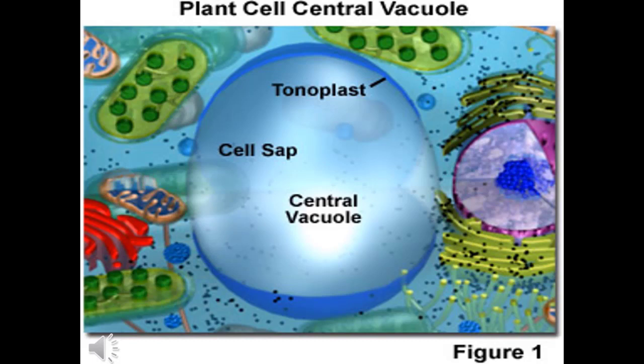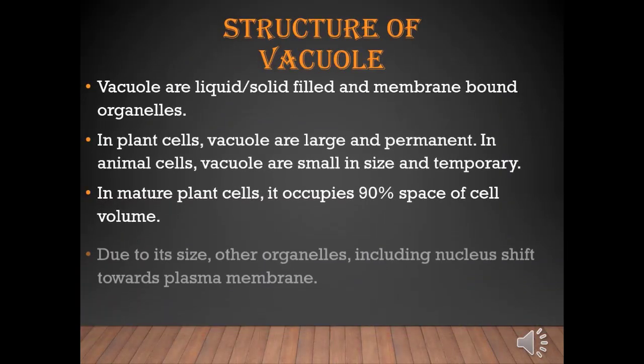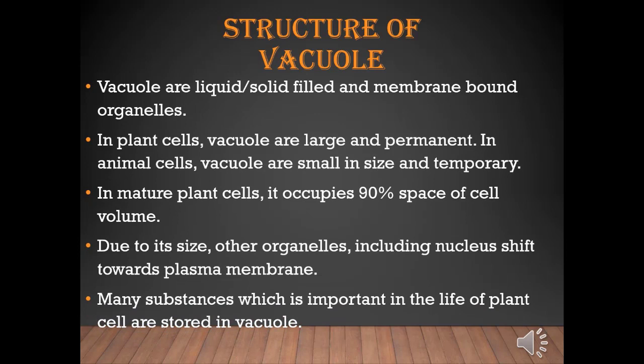Structure of plant cell central vacuole. Vacuoles are liquid or solid filled, membrane-bound organelles. In plant cells, vacuoles are large and permanent. In animal cells, vacuoles are small in size and temporary.